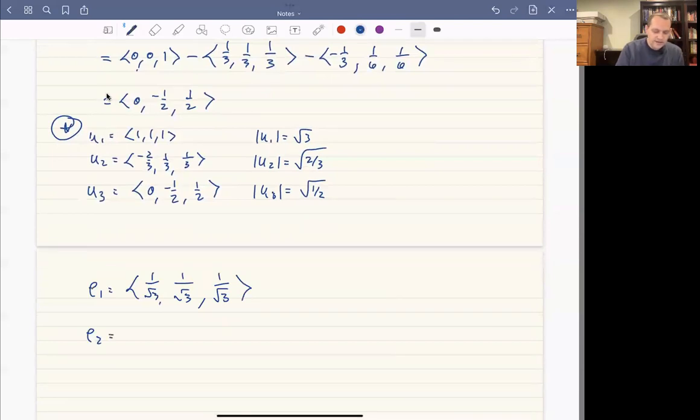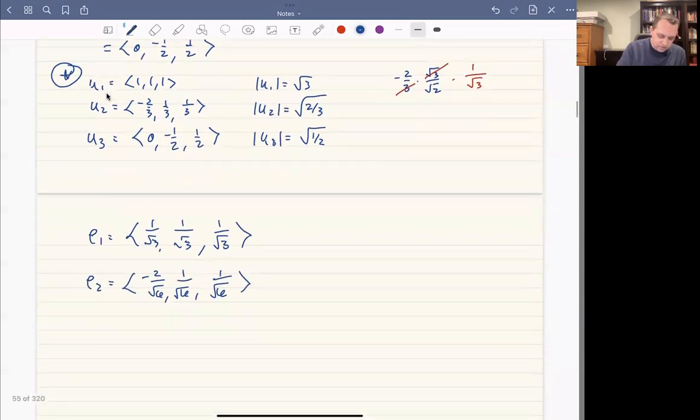E2, we're going to take these values and divide by square root of 2 over square root of 3. So we're going to multiply by square root of 3 over square root of 2. So we're going to end up with negative 2 over square root of 6. So what I'm thinking of when I do these, just to show you how this will work, I'm multiplying by square root of 3 over square root of 2. Now, square root of 3 over 3 is just 1 over square root of 3. And then square root of 3 times square root of 2 is square root of 6. So we got negative 2 over square root of 6, 1 over square root of 6, 1 over square root of 6. Okay, so that's the vector E2.